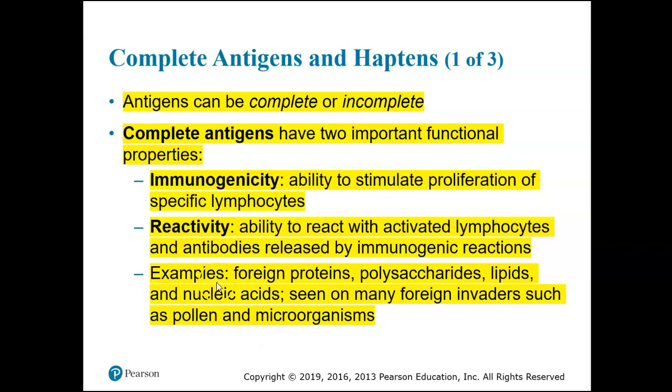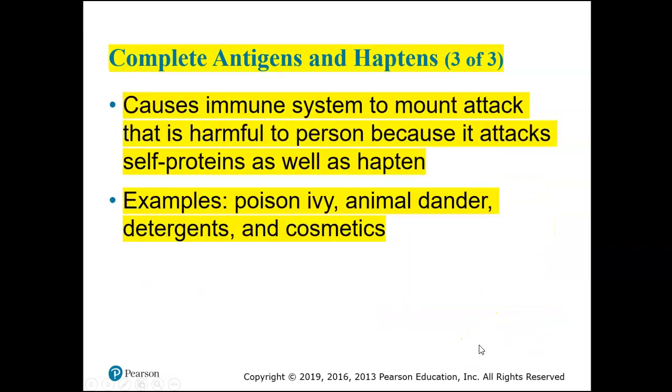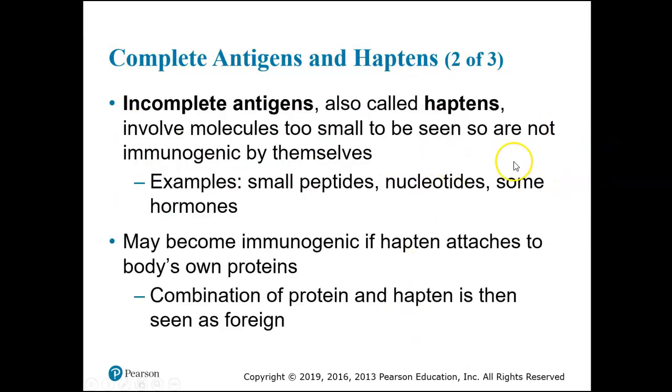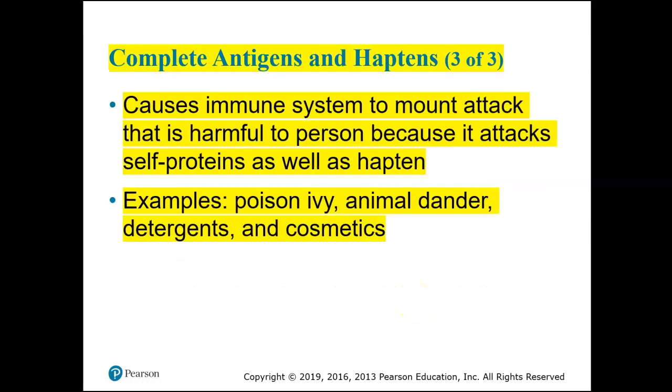Examples of complete antigens are foreign proteins, polysaccharides, lipids, and nucleic acids. These can be seen on many foreign invaders such as pollen and microorganisms like bacteria. Now, an incomplete antigen, just so you know, is called a hapten, and it takes a little bit more to cause them to be reactive with our immune system, okay?